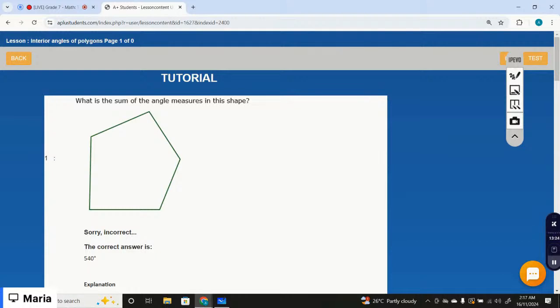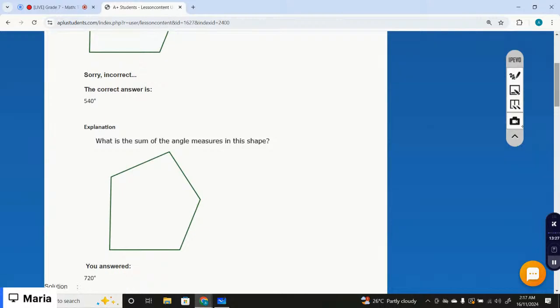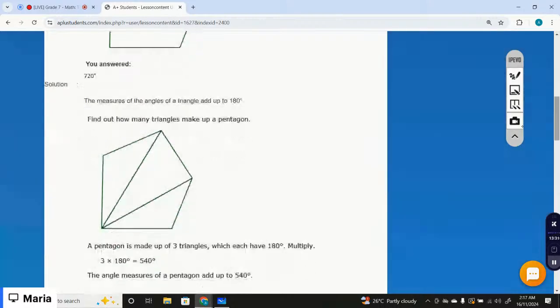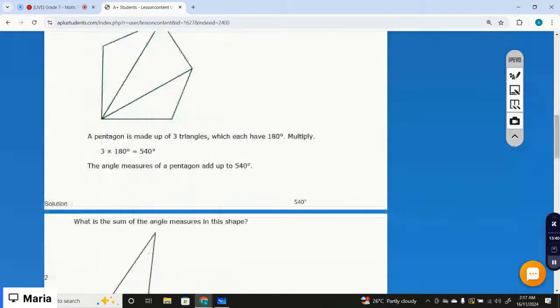What is the sum of angle measures in this shape? So you have to draw the triangles, right? You have to see how many triangles are there in a pentagon. So you have one, two, three triangles. So that means a pentagon is made up of three triangles, right? And one triangle sums to 180 degrees. So for the three triangles, you have to do 3 times 180 degrees. That is 540 degrees. The correct option is 540.